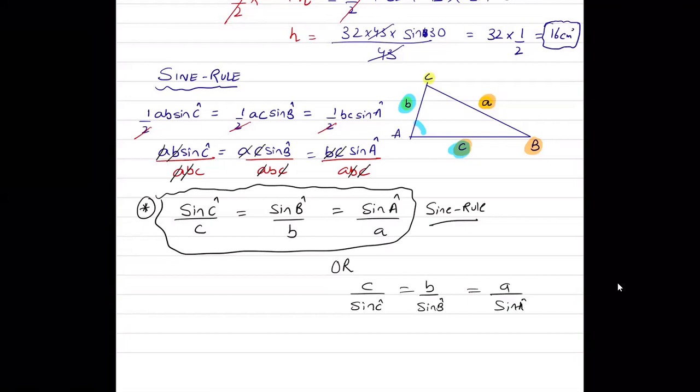Now why do we use the sine rule? We apply the sine rule basically to solve for all the unknown angles and sides of a triangle. Now there could be two situations.